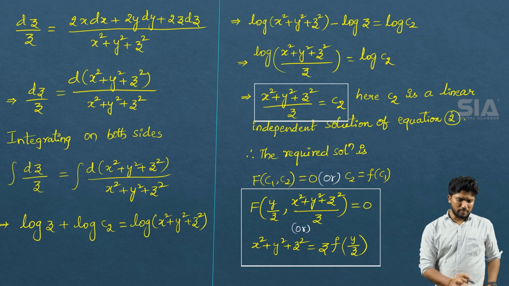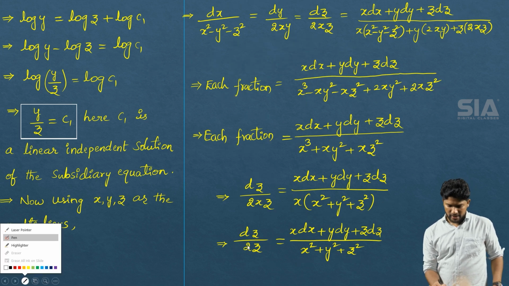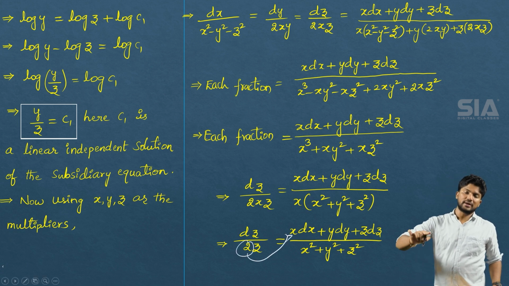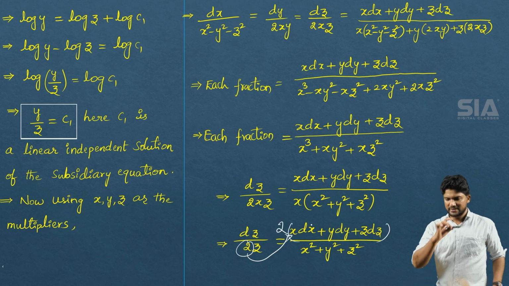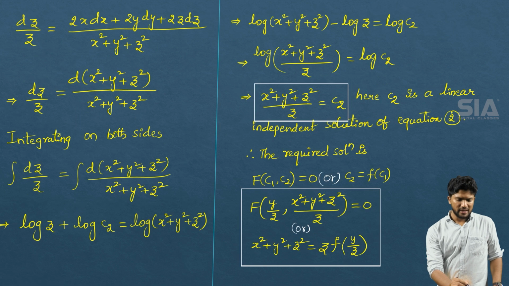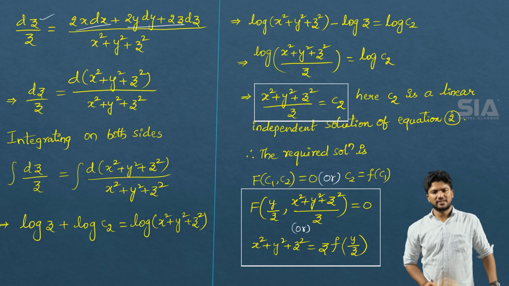Now by applying the separable variable method, all z terms on one side, y terms on one side, remaining terms on one side. So here if you apply that procedure, here you have 2. If we send this 2 to the RHS side, it goes to the multiplication. That means here you will get 2 into x dx plus y dy plus z dz. So in the next step, you will get dz by z is equal to 2x dx plus 2y dy plus 2z dz by x square plus y square plus z square.